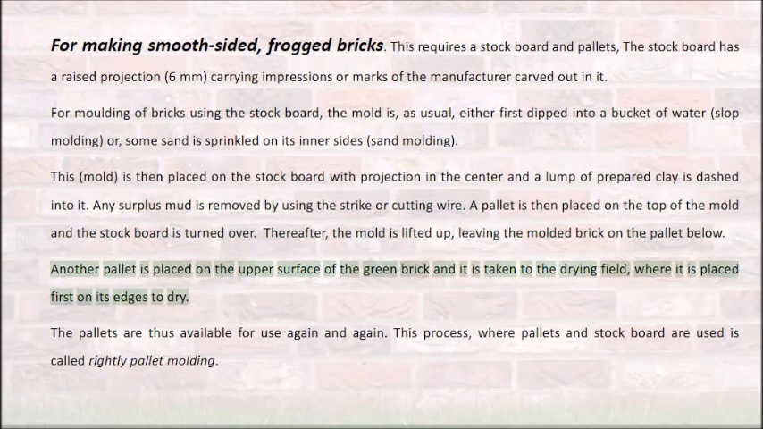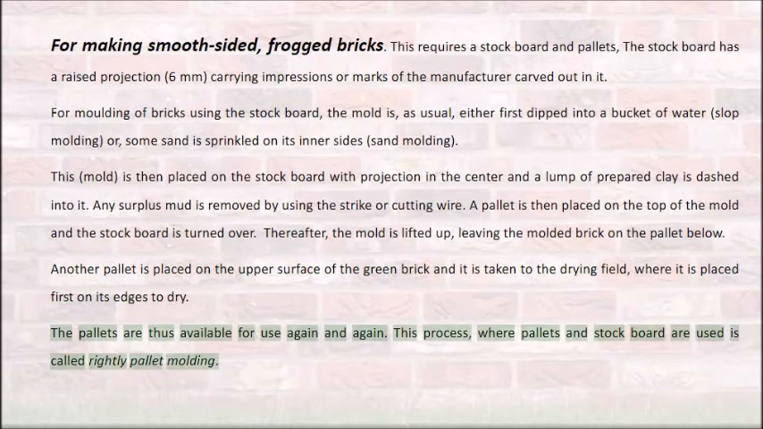Another pallet is placed on the upper surface of the green brick and it is taken to the drying field, where it is placed first on its edges to dry. The pallets are thus available for use again and again. This process, where pallets and stock board are used, is called, rightly, pallet molding.